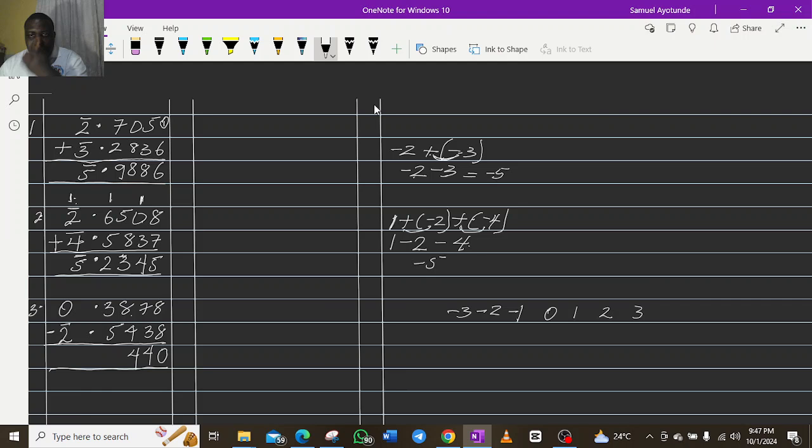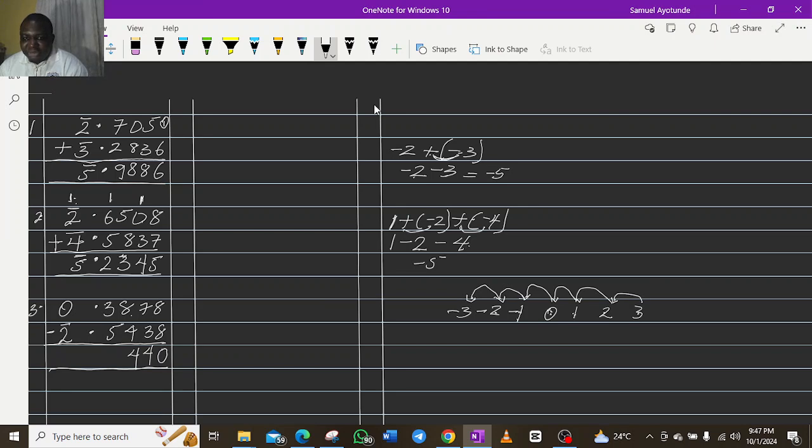So, as we know, if we have 3 and we borrow 1 from 3, what will be left is 2. If we have 2, we borrow 1 from 2, what will be left is 1. If we have 1, we borrow 1 from 1, what will be left is 0. If we have 0, we borrow 1 from 0, what will be left is minus 1. So if we have minus 1, we borrow 1 from minus 1, what will be left is minus 2. Then if we have minus 2 and we borrow 1 from minus 2, what will be left is minus 3.